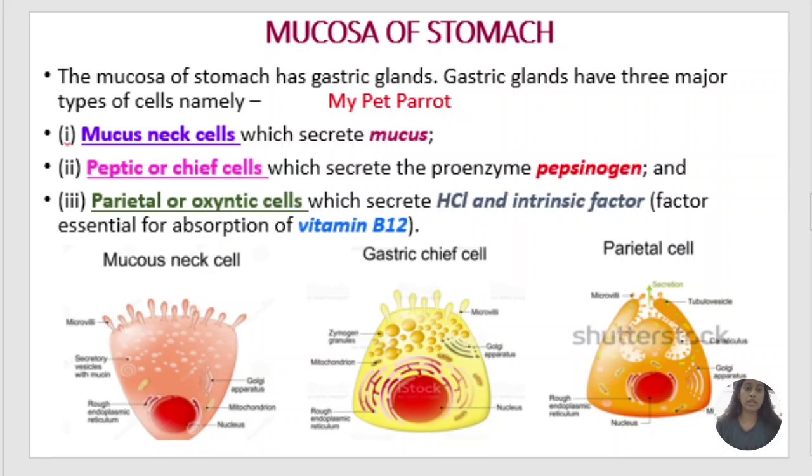So M, mucous neck cells, which secrete mucus. P in the PET, which is for peptic or chief cells, which secrete the proenzyme pepsinogen, and P in the PARROT, which is for parietal or oxyntic cells, which secrete HCl and intrinsic factor essential for absorption of vitamin B12. Now, I have added all the images of the mucous neck cell, gastric chief cell, and the parietal cell, so you can have a look at them.